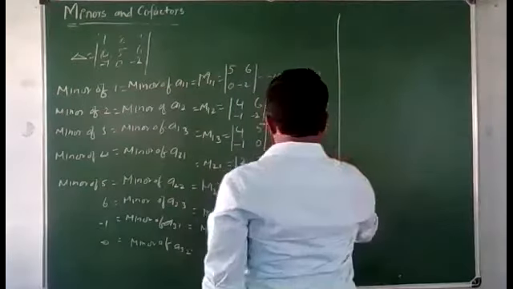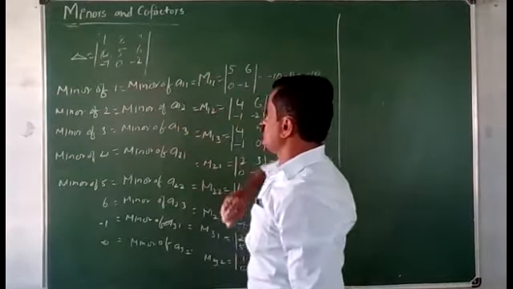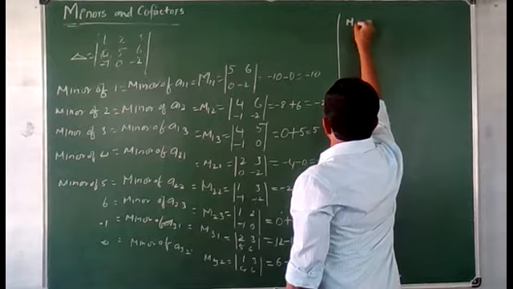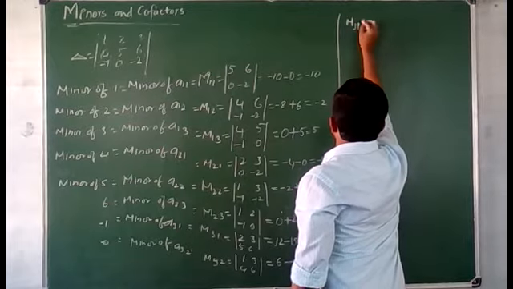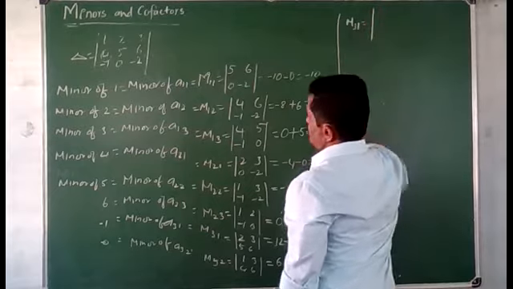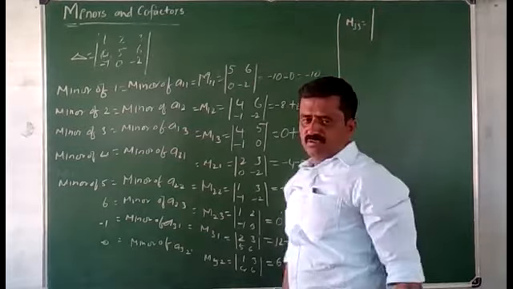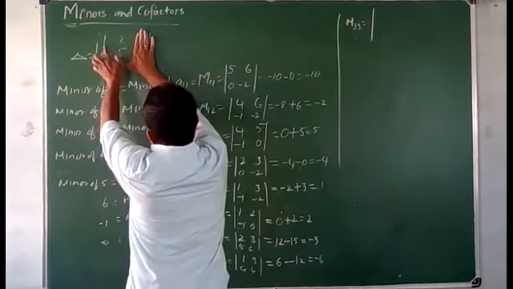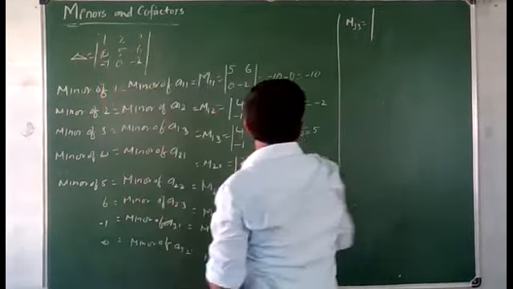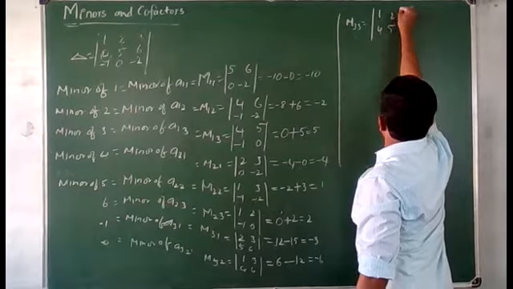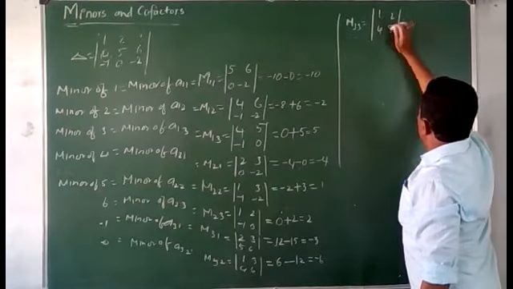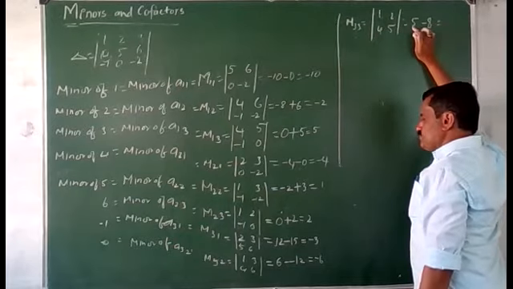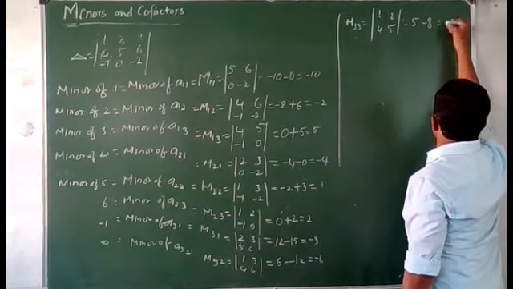Similarly, the minor of -2, that is equals to M33, the minor of M33, so that is this element. Therefore, leaving this row and column we have 1 2 4 5, so that is 1 2 4 5, that is equals to 1 into 5, 5, minus 4 into 2, that is 8, so 5 minus 8 gives -3.